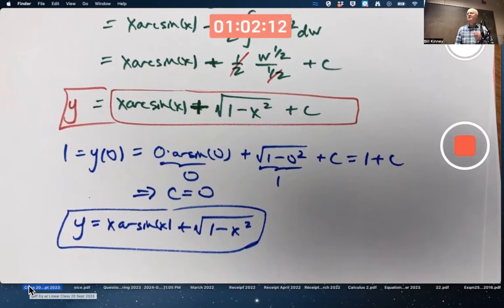Again, the problems in section 6.3 are easier than this because you don't have to do integration by parts for one thing. But you should know the idea of what we're doing.